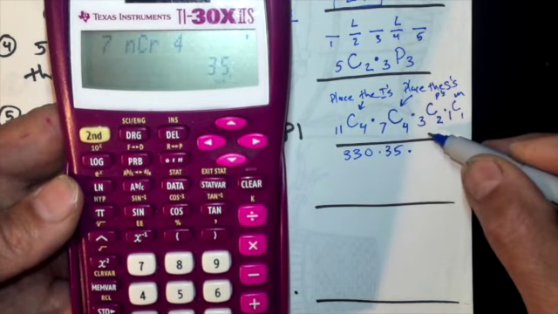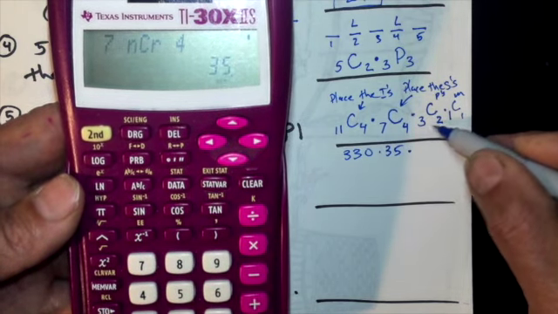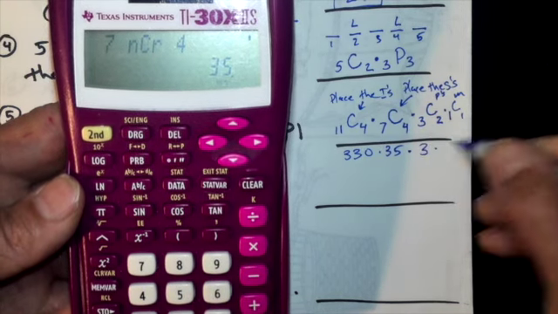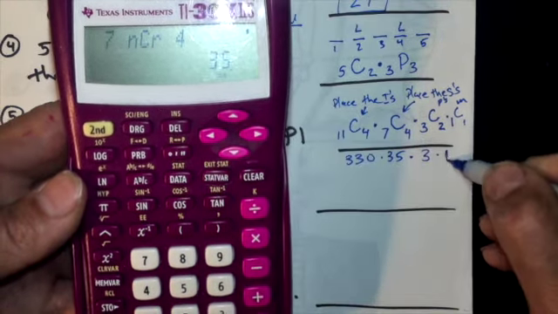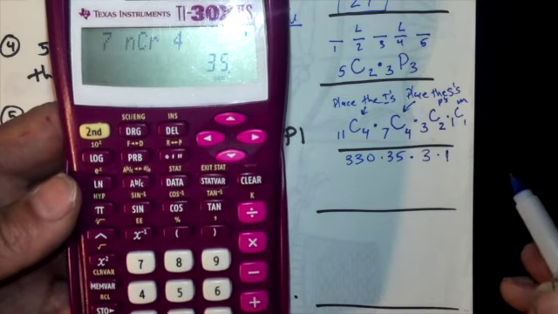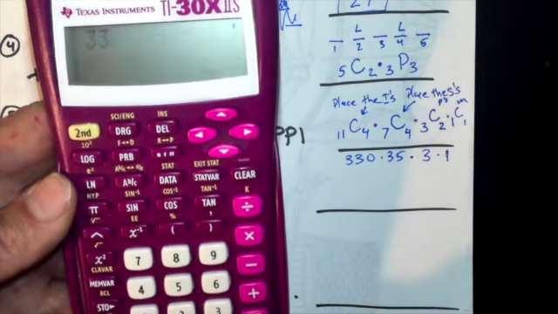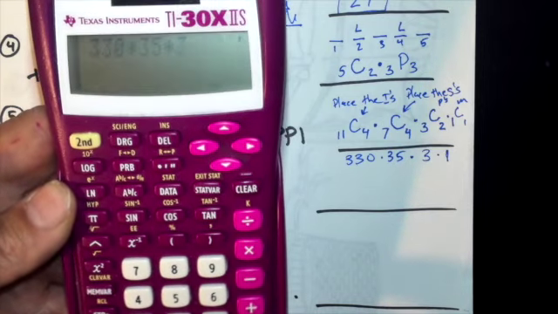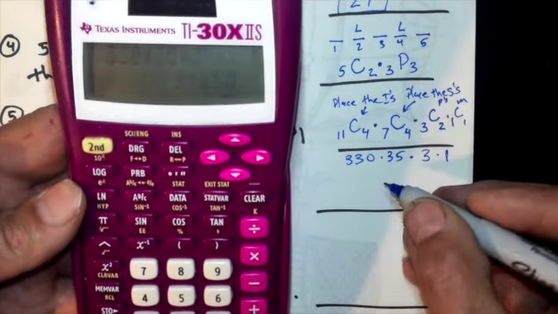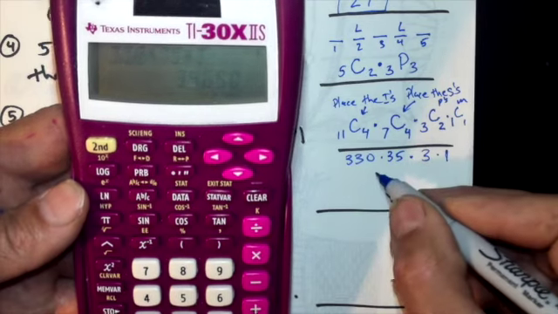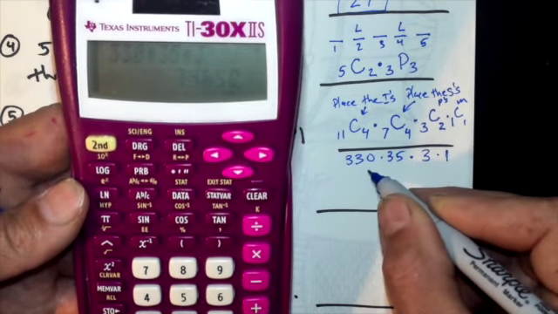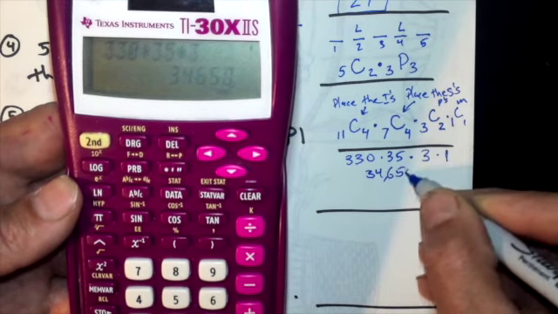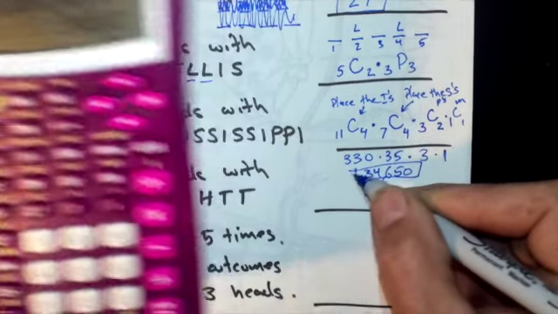3C2. Now I'm going to take a shortcut here because that's just one less. So how many ways is 3C2? That's just 3 ways. And 1C1, that's just 1 way. So now I just have to multiply those things together. 330 times 35 times 3 times 1 is, did I get that right? Yeah, it's 34,650 for that one.